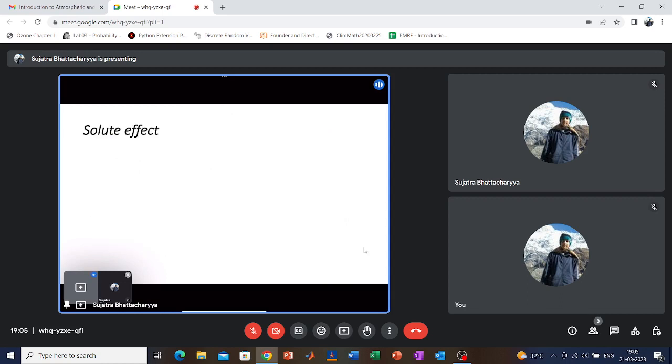The next thing is the solute effect. But before that, I will talk about cloud condensation nuclei, then discuss what the solute effect is, and then formulate the expression for the solute effect, and then we will go to the radial growth due to diffusion.